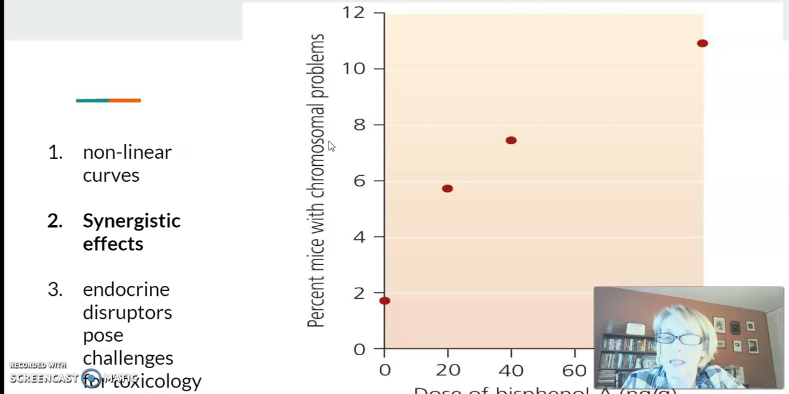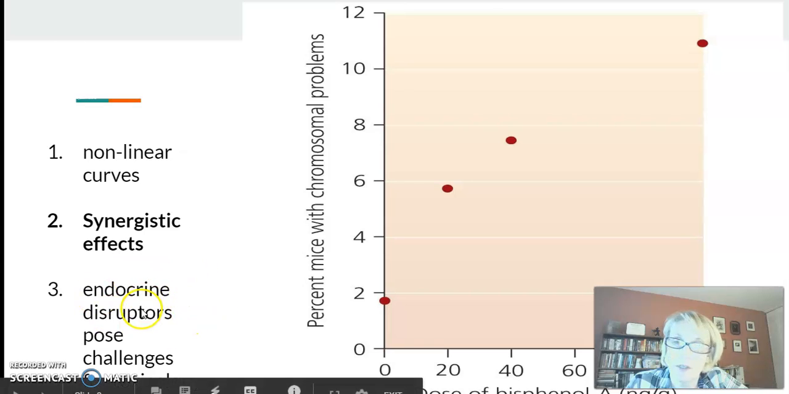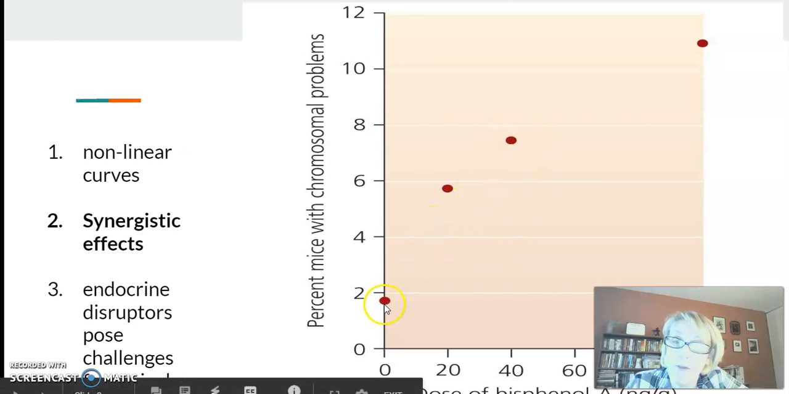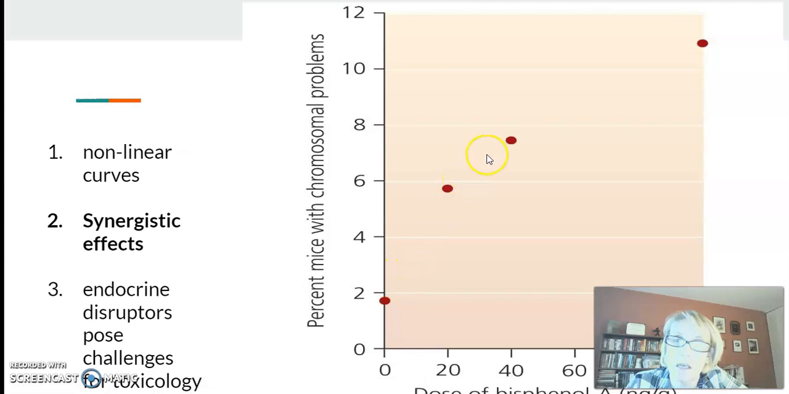So we're not looking at lethal, we're looking at some particular effect. But notice, if you can connect these dots, this is not linear. It's going to level off. And we see that a lot with endocrine disruptors. Endocrine disruptors, remember, are mimicking hormones, and hormones are going to have effects at really low levels. So that's why you see this increasing here.